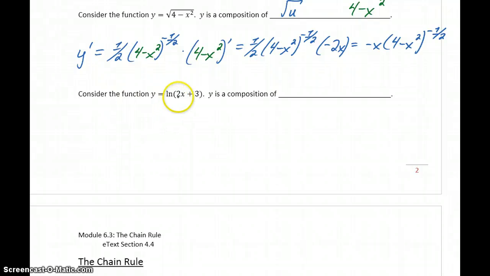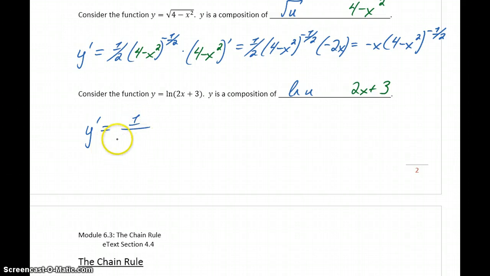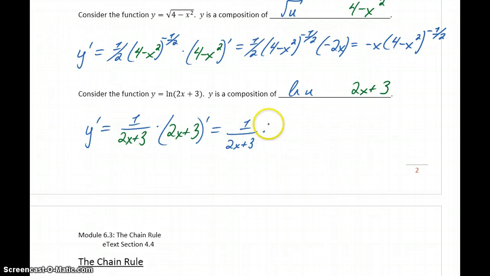In our last example here, we have natural log of 2x plus 3. So that outer function is the natural log of u. Inner function is 2x plus 3. So we're going to start off by taking the derivative using that natural log property. So y prime will equal 1 over 2x plus 3 times the derivative of 2x plus 3, which will give us 1 over 2x plus 3 times 2, or writing that a little bit more simply, 2 over 2x plus 3.